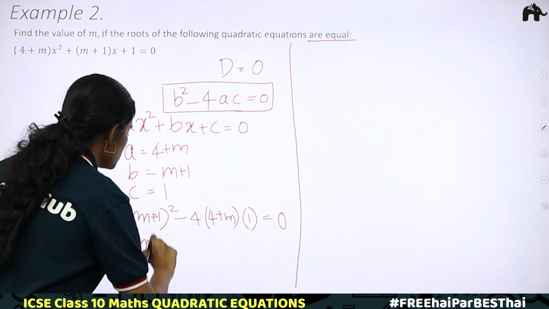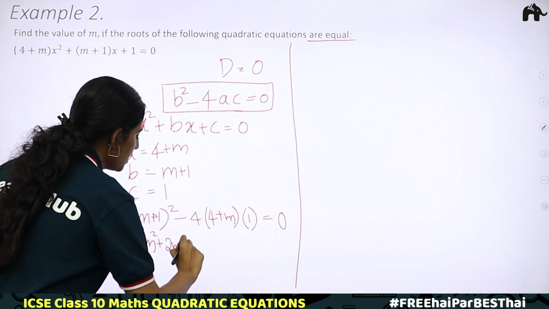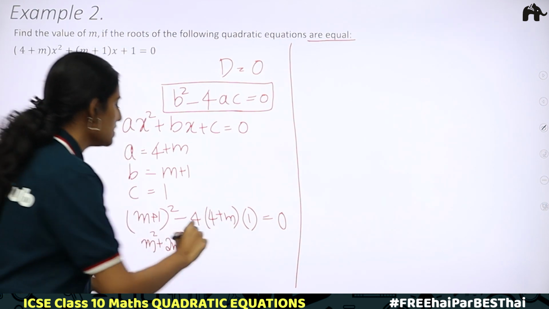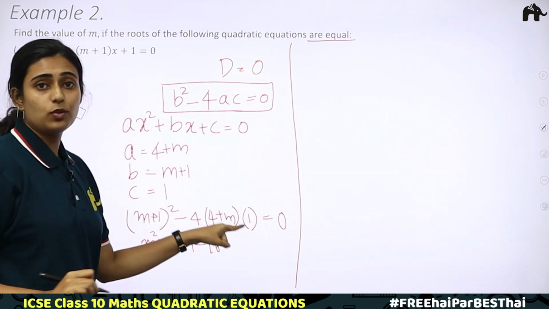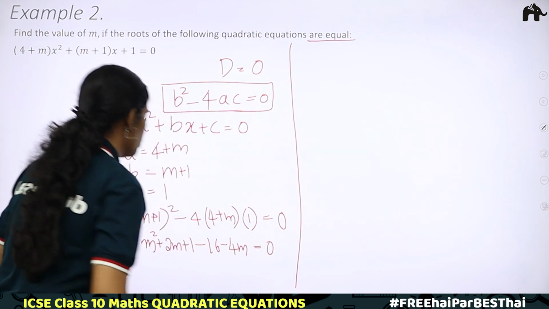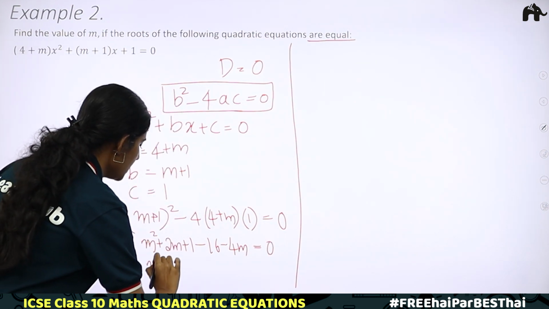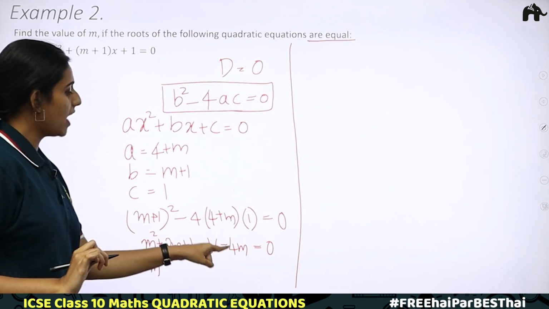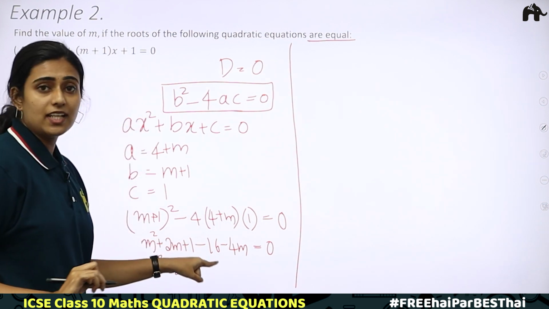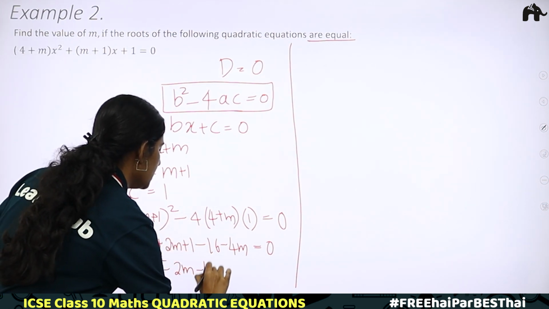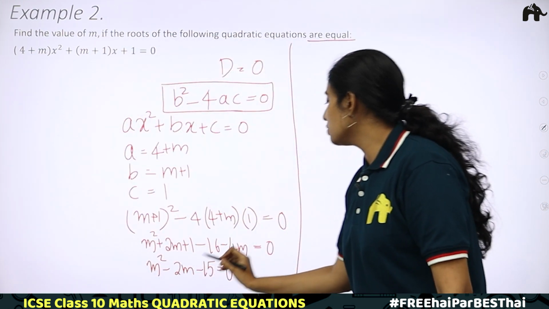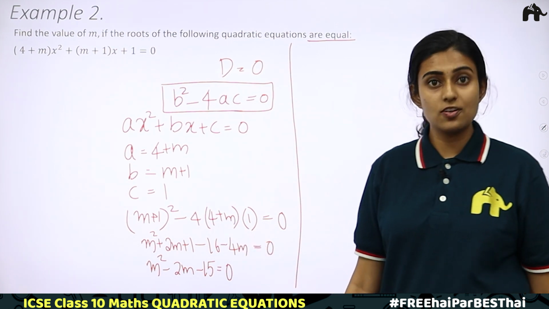So, this is m square plus 2m plus 1 minus, removing brackets, minus 4 into 4 is minus 16. Minus 4 into m is minus 4m. Minus 4m is equal to 0. M square plus 2m minus 4m, that is minus 2m, plus 1 minus 16, minus 15, is equal to 0. We got m square minus 2m minus 15 is equal to 0.